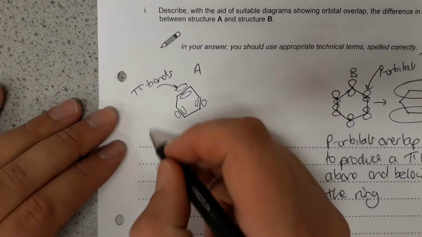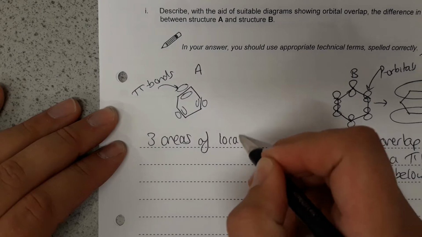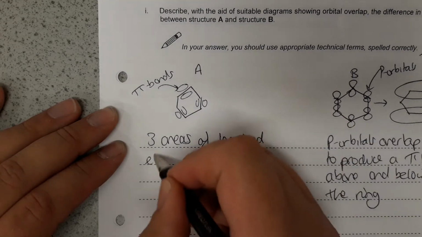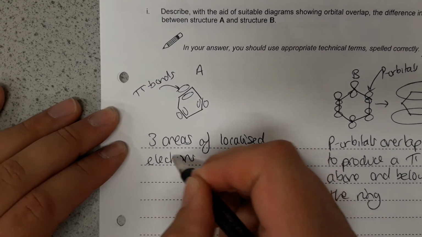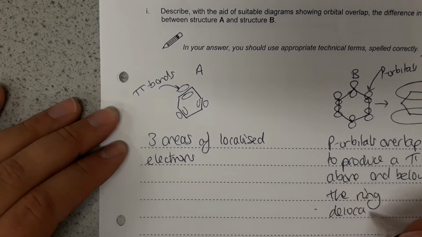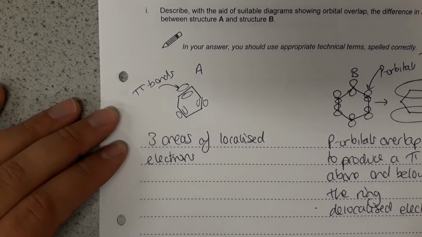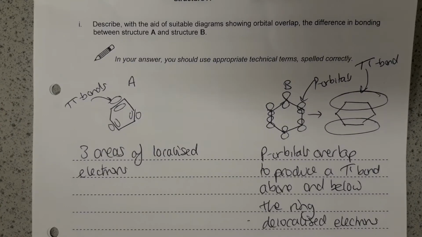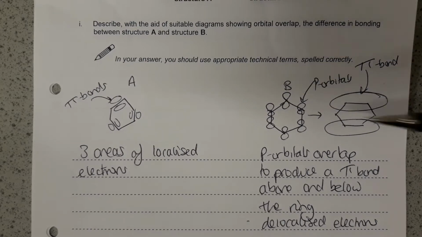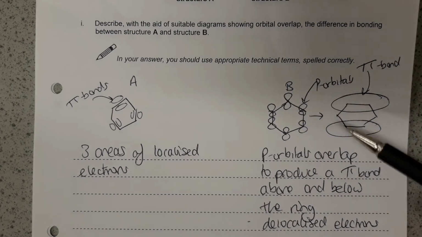Okay, whereas in Kekulé's structure we'd have 3 areas of localized electrons, whereas in this one we've got delocalized electrons. All right. Whenever you're answering any questions relating to diagrams of the benzene structure, it's always wise to label everything. Make sure it's nice and clear what all your diagrams mean.